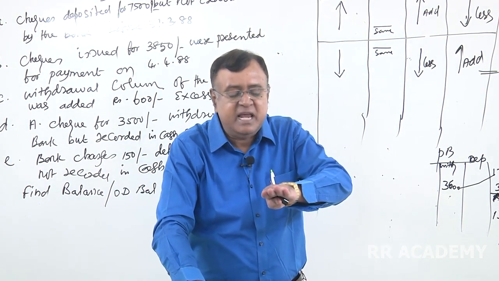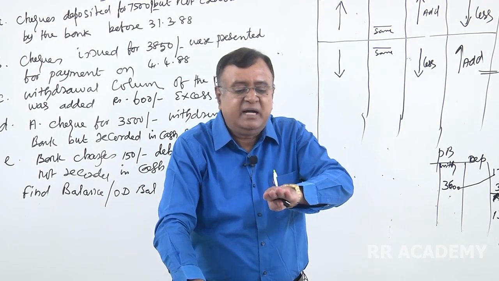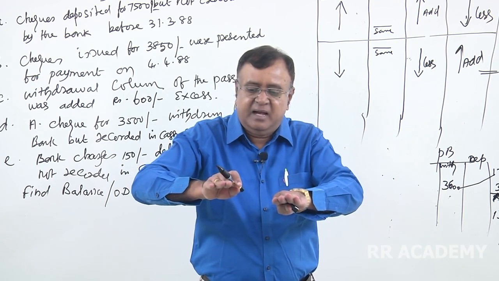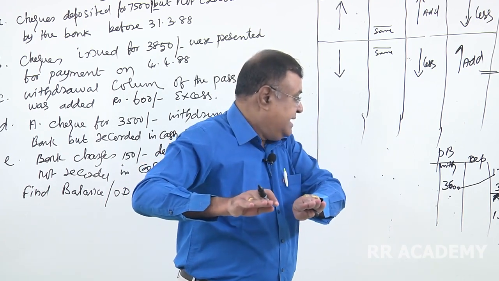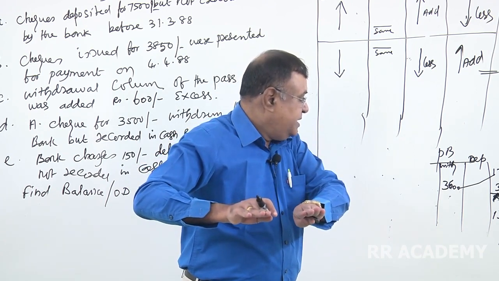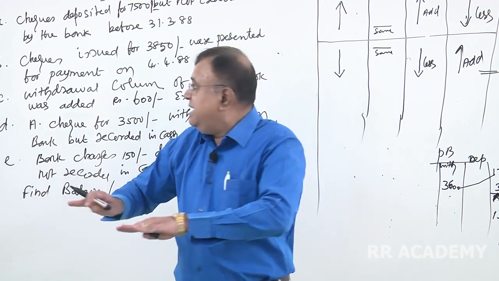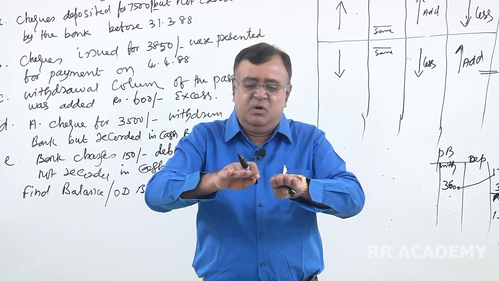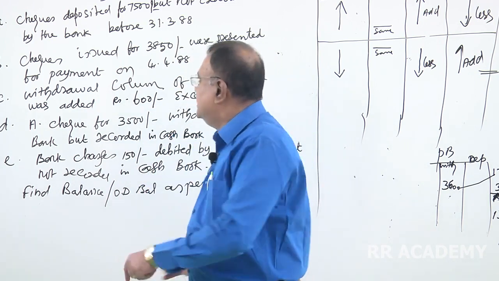Cash book, same. Which book do you want? Cash book. What should you do? Add. How much must you add? That 600 rupees. 600 rupees add, because it is overdraft, less.